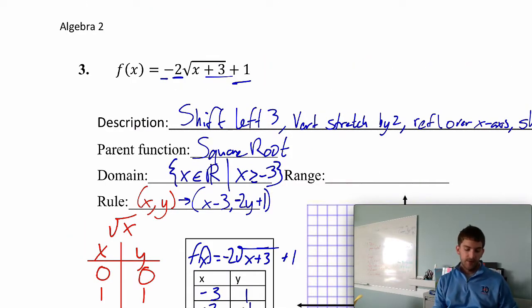If you plugged in -4 for that x value, you'd end up with the square root of -4 plus 3, which would give you the square root of -1, an imaginary number that we haven't had a chance to talk about yet. Yes, there are such things as imaginary numbers. So we can't plug in anything less than -3, but we can plug in things that are greater than or equal to -3.